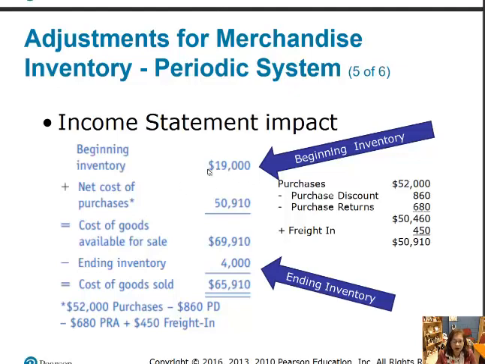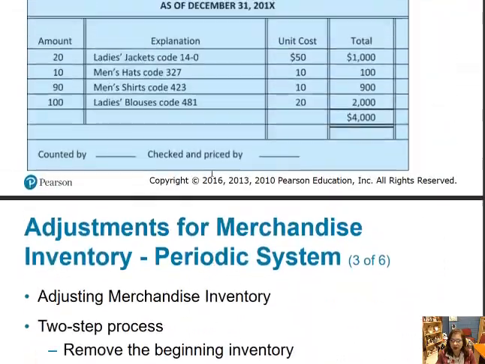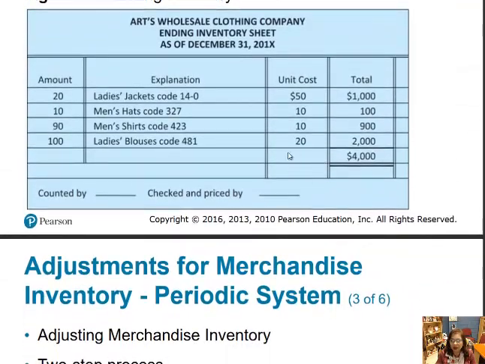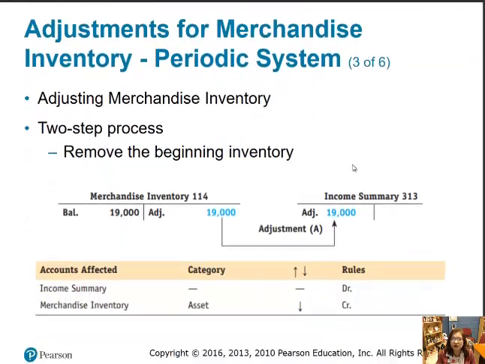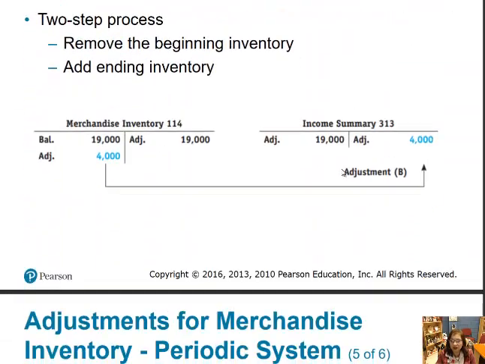Because this is our inventory that we have. We go back, we look at all of this, and we're saying now that our ending is only 4,000. So that means we've sold some. We've sold a lot.